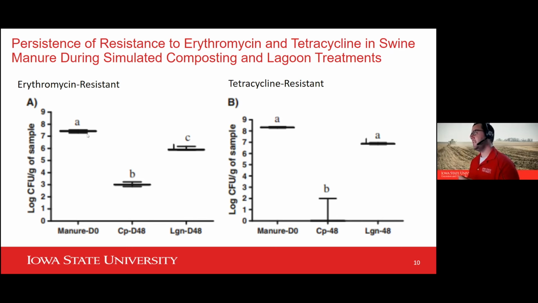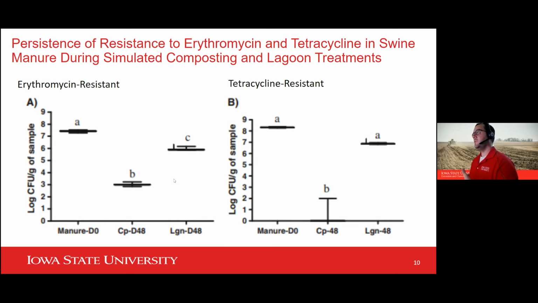In both cases, they saw a significant decrease for the composting, right? So we saw large decreases in the number of colony forming units that were able to persist after 48 days. They chose 48 days in this case because that was essentially the time it took the compost to finish. With the tetracycline, that got some of their samples down to basically non-detect limits. It was not quite as effective at treating the erythromycin resistant, but they did see some efficacy there.